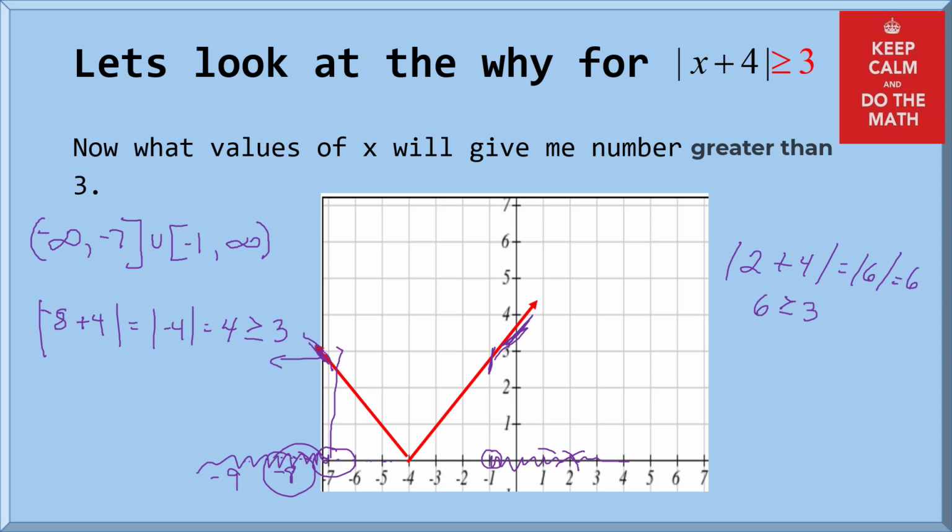So again, I have two separate inequalities. It could be anything to the left of -7 or to the right of -1. And again, I'll double check the middle doesn't work by taking -3. So if I take -3 for x and plug it in, the absolute value of -3 plus 4 is equal to the absolute value of 1, which is 1, and 1 is not greater than or equal to 3, which is our original statement up here at the top. So it's clear that it has to be two intervals, below -7 and above -1.